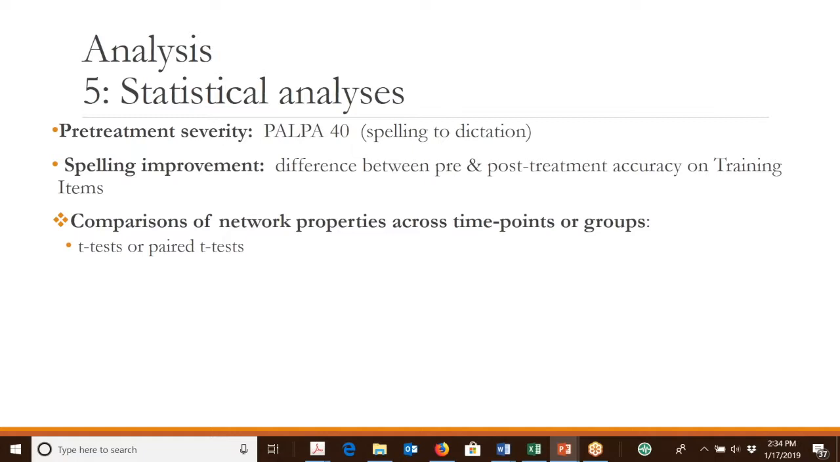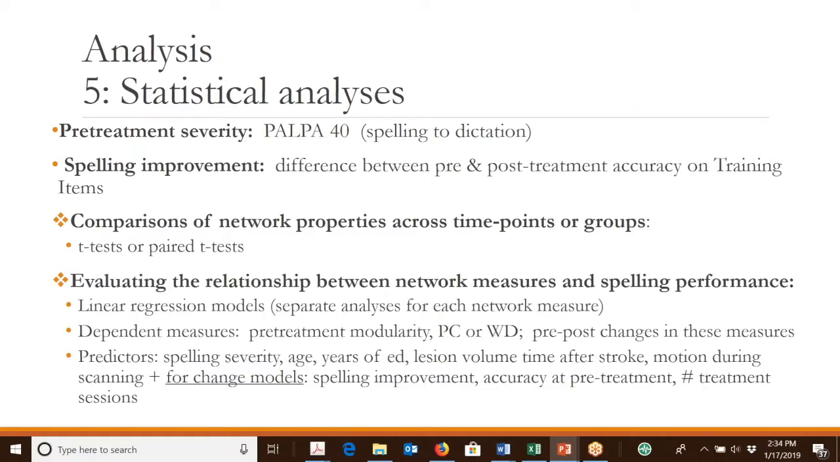We're going to carry out some analyses that involve comparing network properties either across time points or across groups, and these are done with t-tests or paired t-tests. Then we have another set of analyses that will evaluate the relationship between the network measures and spelling performance, like pretreatment severity or spelling improvement. These involve linear regression models, where the dependent measures are these network measures, and the predictors are the set listed here, including spelling severity, age, years of education, lesion volume, time after stroke, and motion. For the models looking at change in network properties, we'll be looking at spelling improvement, accuracy of pretreatment, and the number of pretreatment sessions. So these are the regressors in these models.